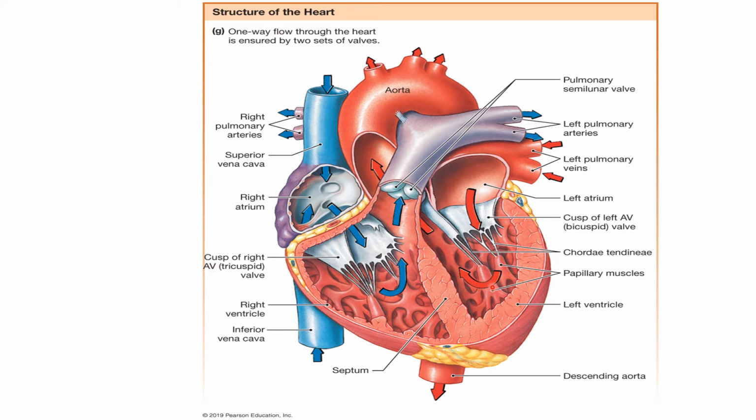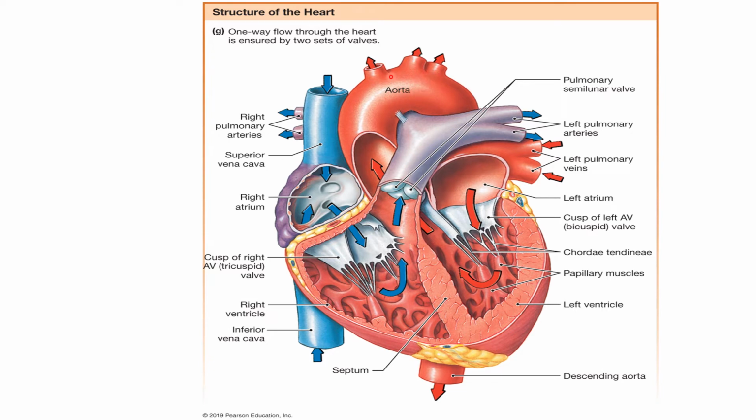The pressure in the left ventricle starts to increase, forcing the bicuspid valve to close to prevent any backflow into the left atrium. The left ventricle starts to contract more and more, and that's when the blood is going to be passed into the aorta, and there's another valve right here that will open up, known as the aortic semilunar valve. It will open, pushing the blood into the aorta.